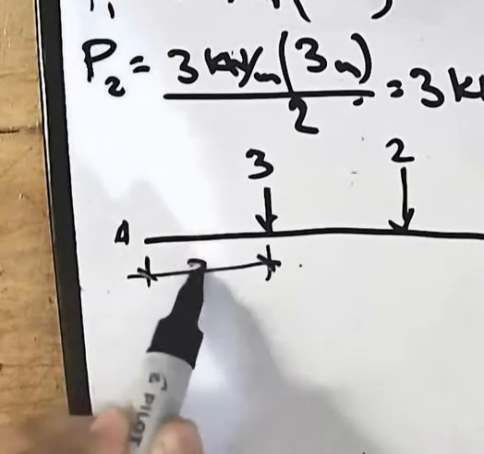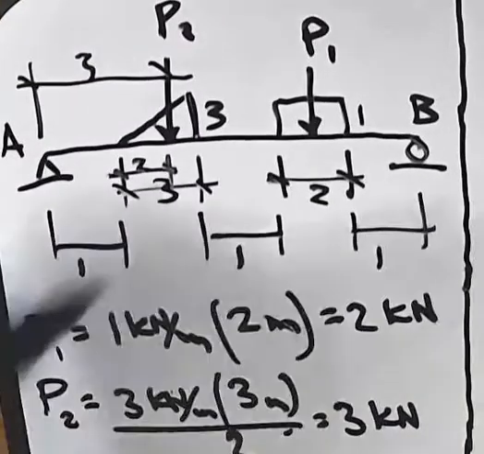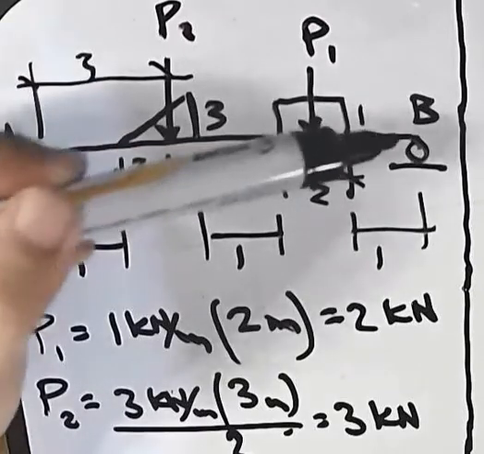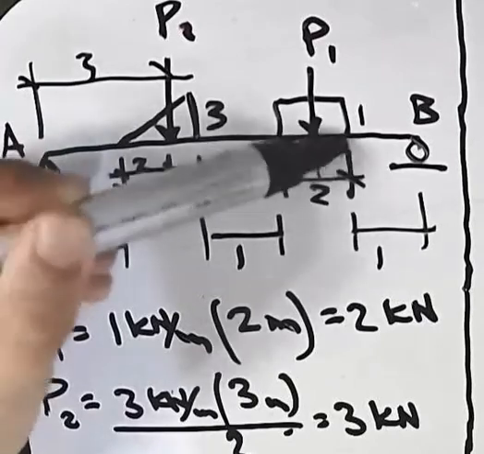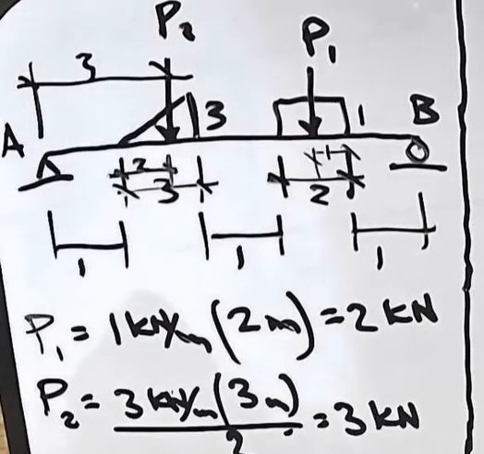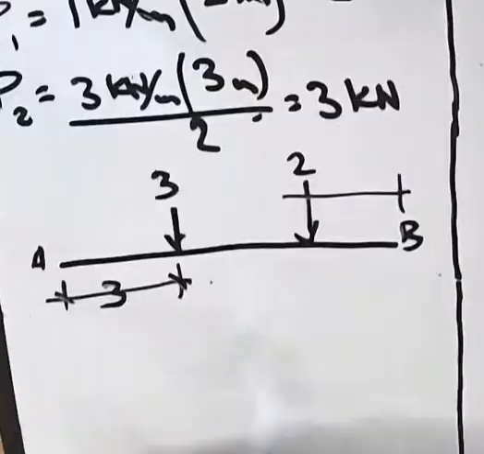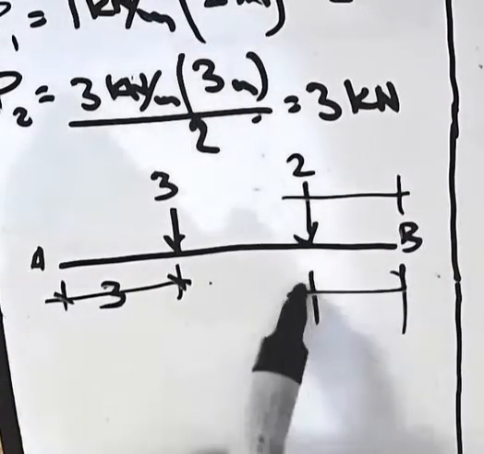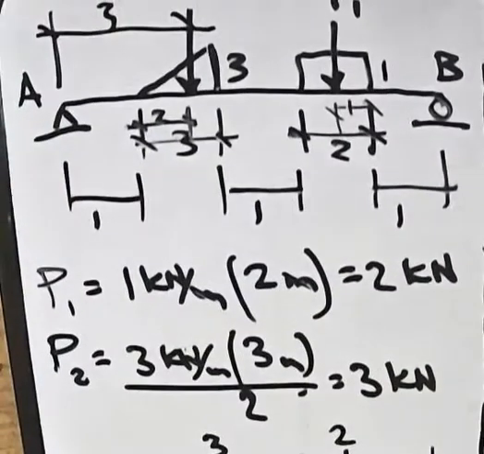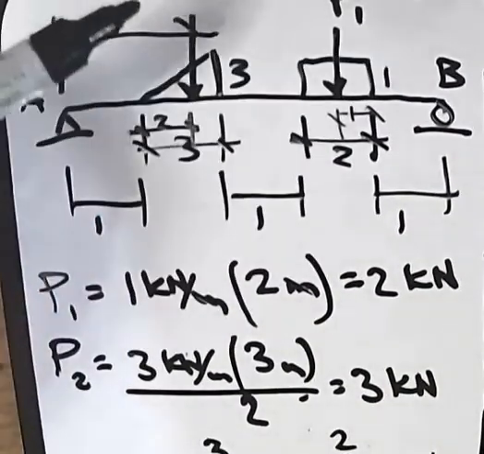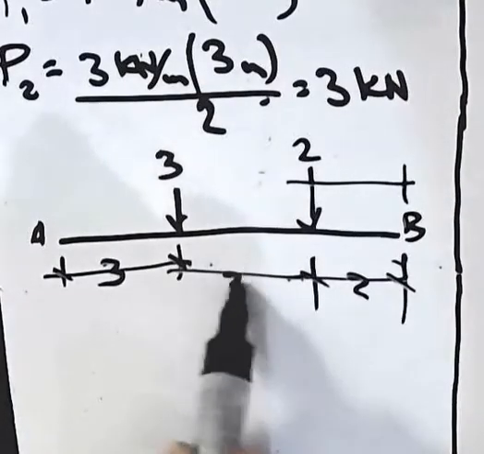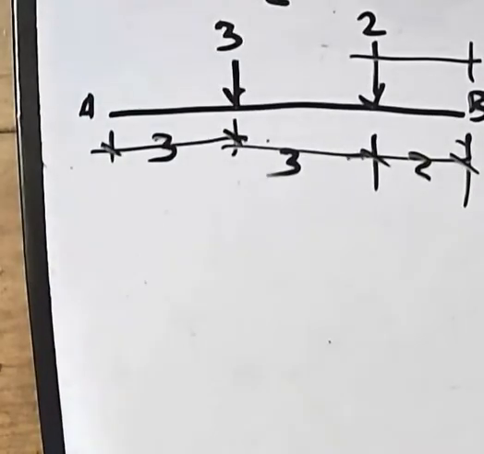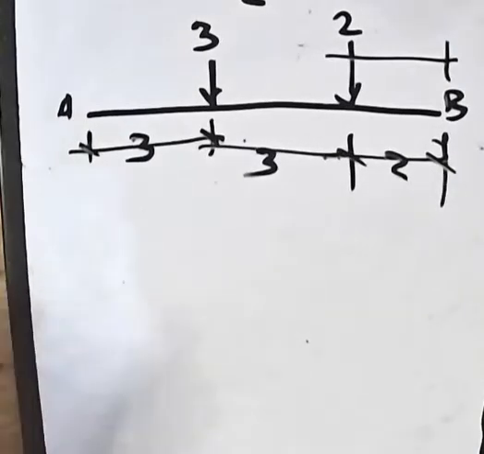So this is now 3. And then P1, from point B, its centroid is, of course, at half, 1 meter. So 1 plus 1, from point B, this now becomes 2. And what is the distance between P1 and P2? That is 1 plus 1 plus 1, so this is now 3 meters. Okay? So, we can easily solve this.